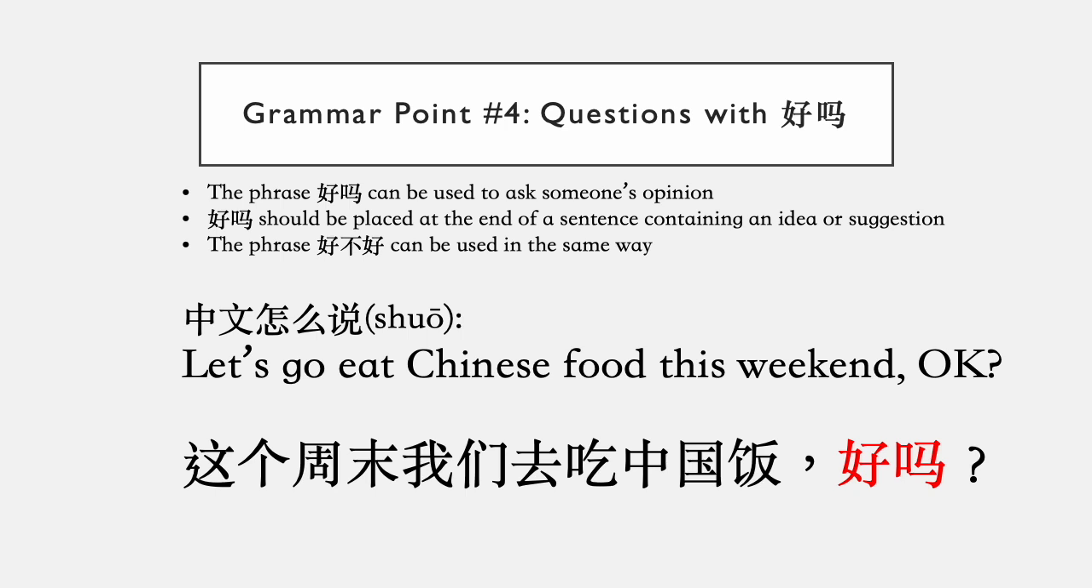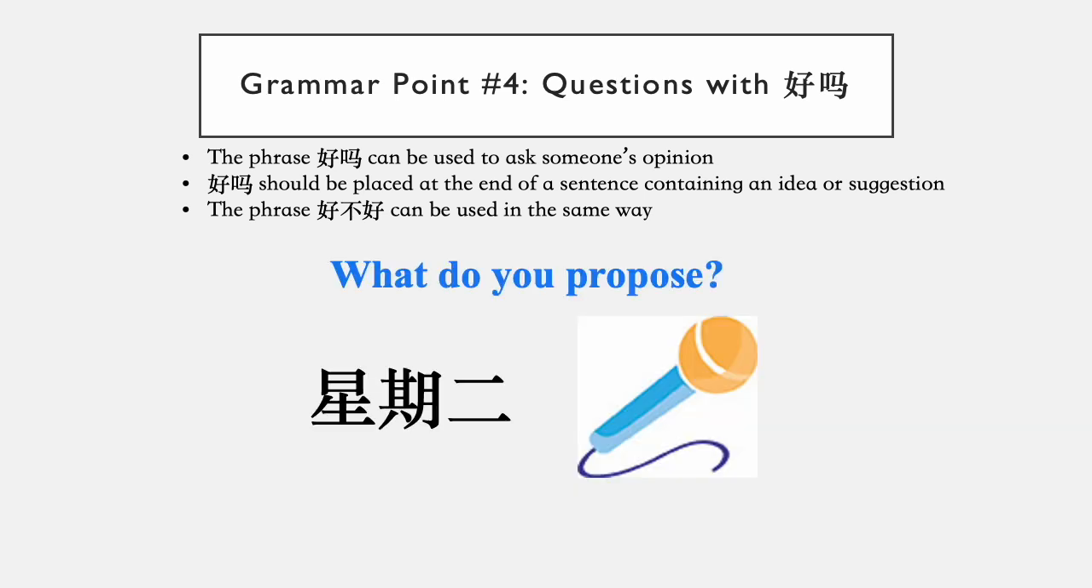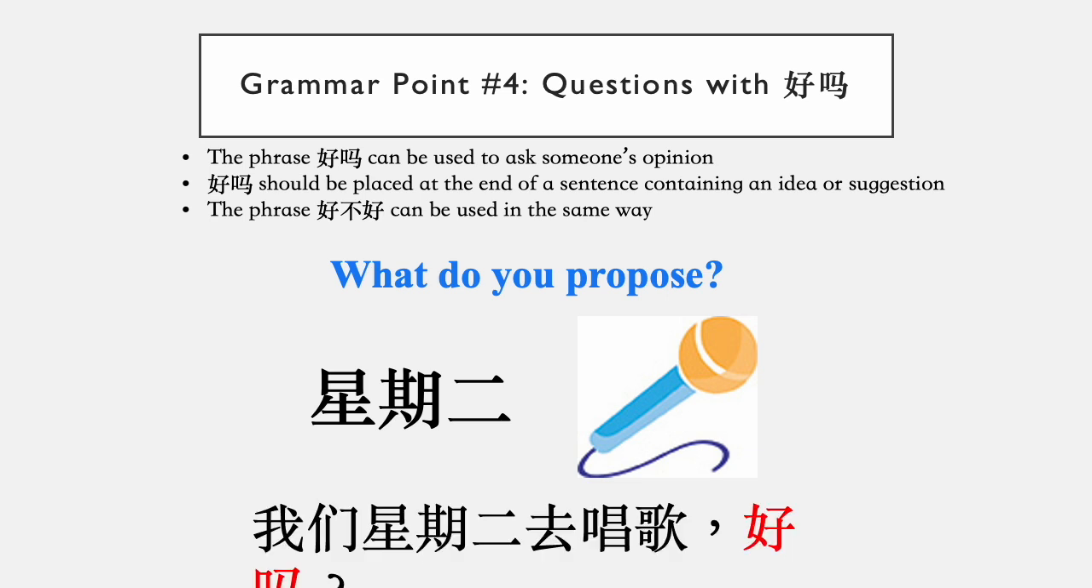And don't forget, time phrases go towards the beginning of the sentence. So you could say, this weekend, 这个周末我们去吃中国饭，好吗? Or how would you ask someone to go singing with you on Tuesday using this grammar point? You could say, 我们星期二去唱歌，好吗? And so my apologies here, the ma character seems to be half cut off with the screen. But just imagine it following the 好.